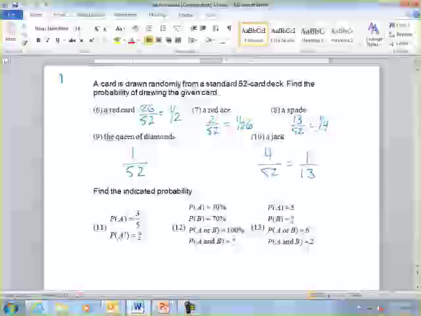Questions on that? Yes. Is it okay to get it as a percentage? Yes. Percents or decimals or reduced fractions are all okay.